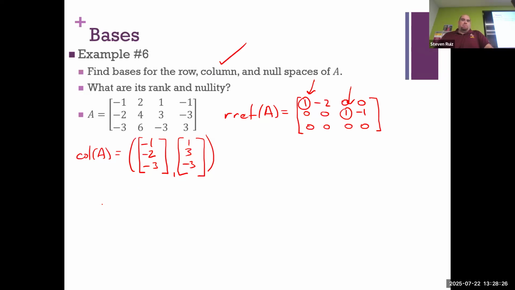The nullity is what? Because why? Here we go. So nullity of A equals 2. So what's the order of this matrix? 3 by 4. So the order of A is 3 by 4, which means the rank and the nullity have to add up to equal what? It's always the number of columns.